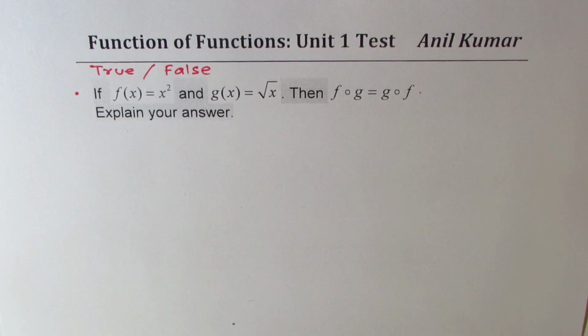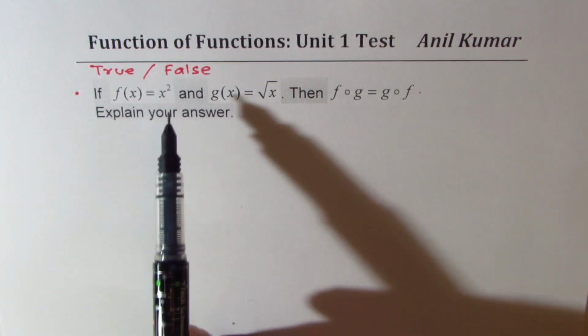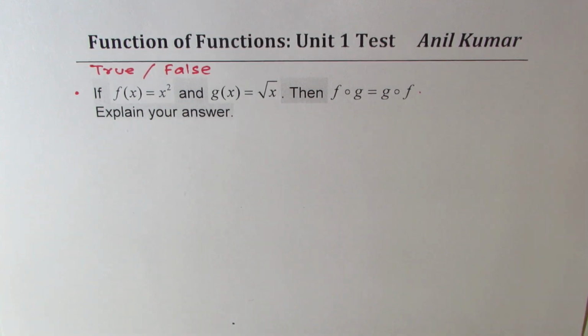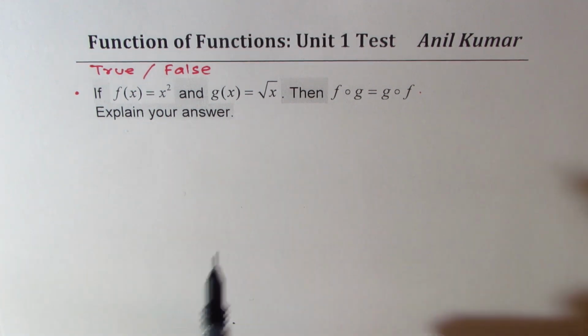If f of x equals x squared and g of x equals square root of x, then f of g equals g of f, and explain your answer. Now, as you can see here, the domain of g of x and f of x is different, and therefore we expect them to be different, right? So f of g may not be equal to g of f. Now let's find it out.